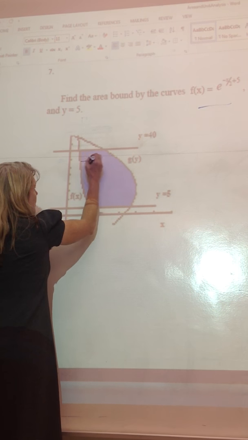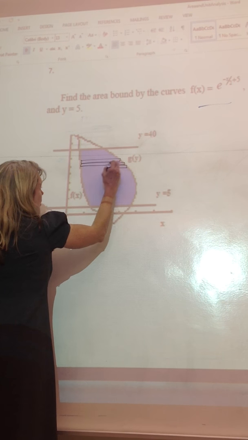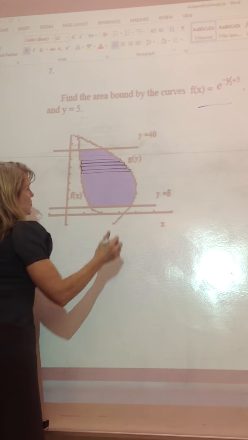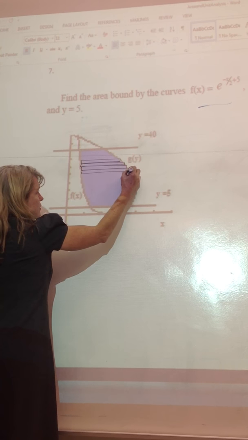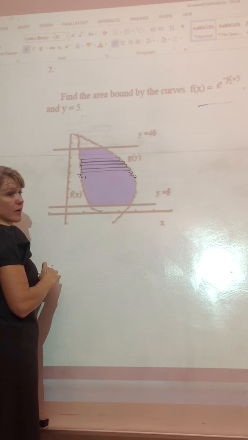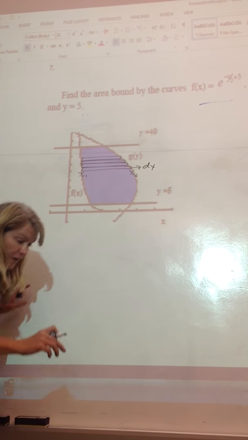Instead, I could just set up one problem, and all the horizontal rectangles can be represented by the one problem where the length of the rectangle is going from this x value to that x value. And the width of it is in the y direction.